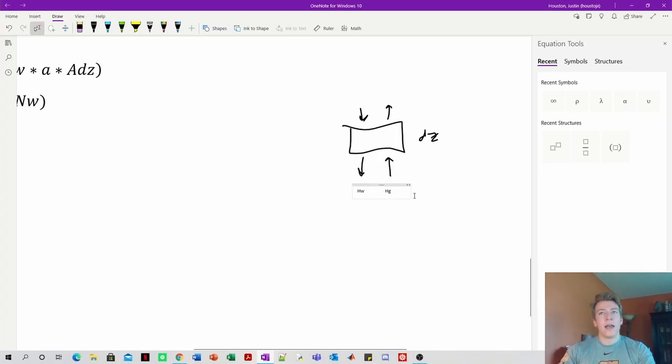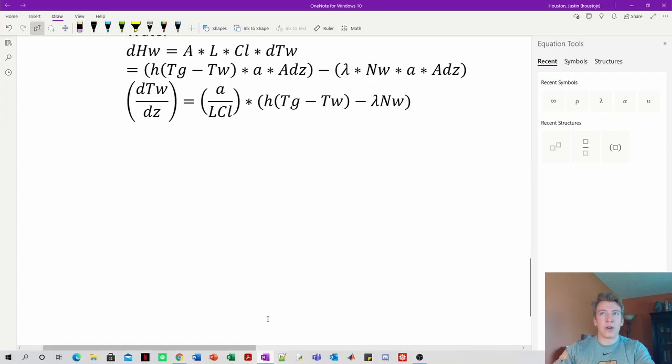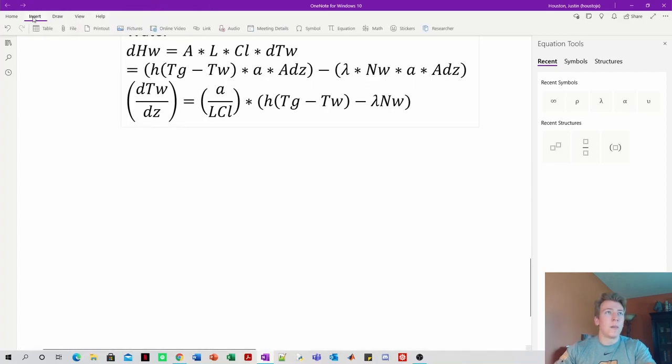So if we just look at the change in enthalpy in a downward direction, we would have the enthalpy of water minus enthalpy of gas. We know that that's going to be equal to a total of 0. So if we set it equal to 0, we know that the enthalpy of the water is going to be equal to the enthalpy of the gas. So in knowing that, we can then start deriving this equation.